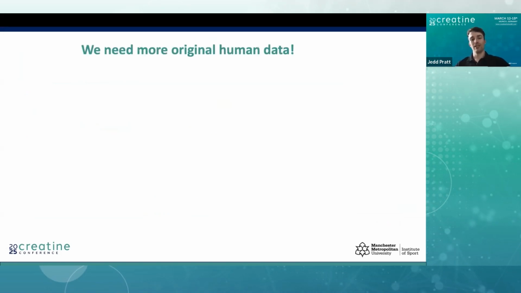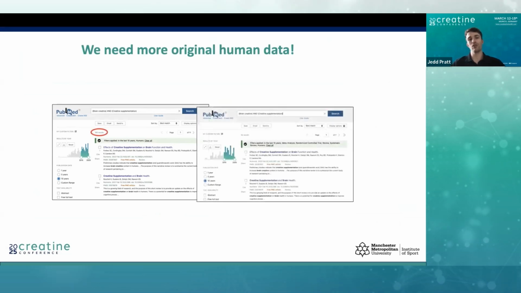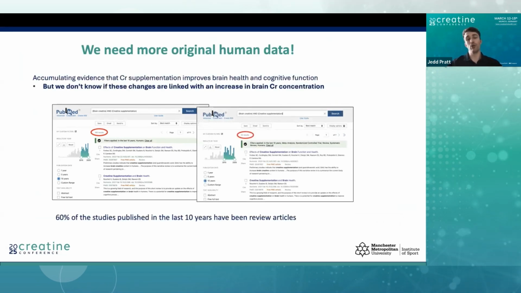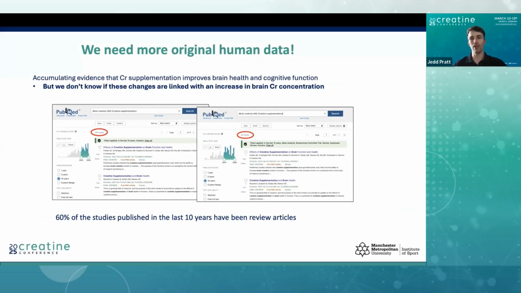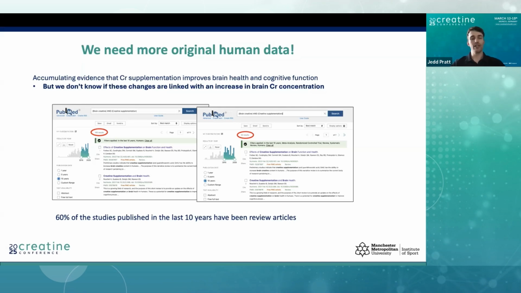But I suppose something that we really need to hammer home is that we need more original human data. So just with a quick PubMed search, the number of papers that have been published in the last 10 years is around 100 papers, but the vast majority have been review articles. And so although we have this really nicely accumulating body of evidence supporting creatine supplementation and benefits for brain health, what we really don't know enough about is, does this actually come about through a change in brain creatine concentrations themselves? And I suppose it's really crucial because developing our knowledge on the interaction between supplementation and brain creatine and these potential benefits will give us some more understanding of the actual mechanistic pathways that are underpinning these effects.